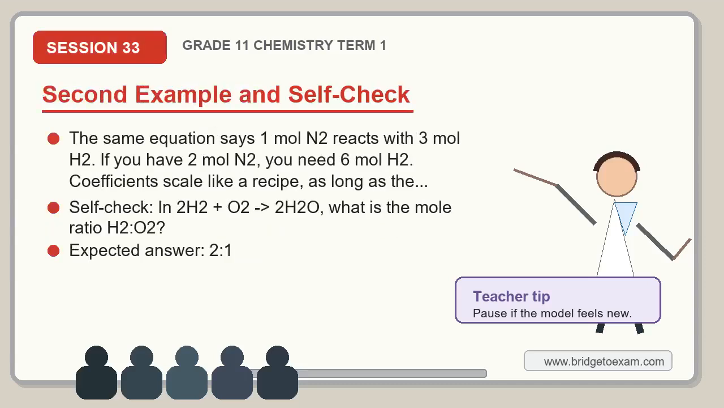Here is a second example. The same equation says 1 mole N2 reacts with 3 mole H2. If you have 2 mole N2, you need 6 mole H2. Coefficients scale like a recipe, as long as the equation is balanced.